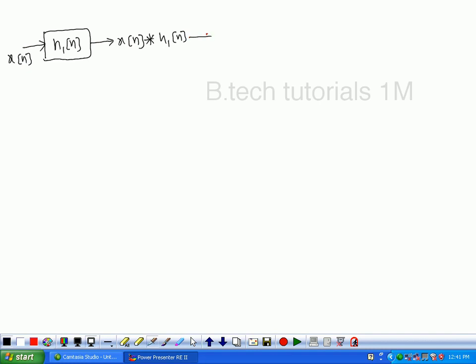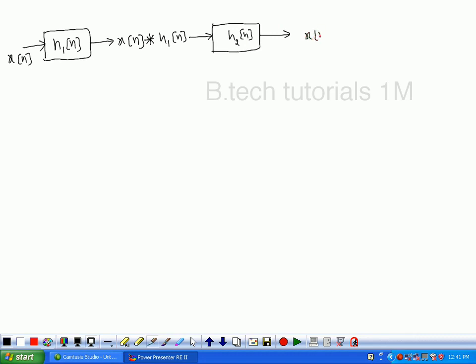Now you apply this output, that is, what does it mean? See, the output of the first system is connected to the input of the second system. Two systems are connected in cascade. Okay. See, the impulse response of the second system is h2 of n. Now what will be the output?